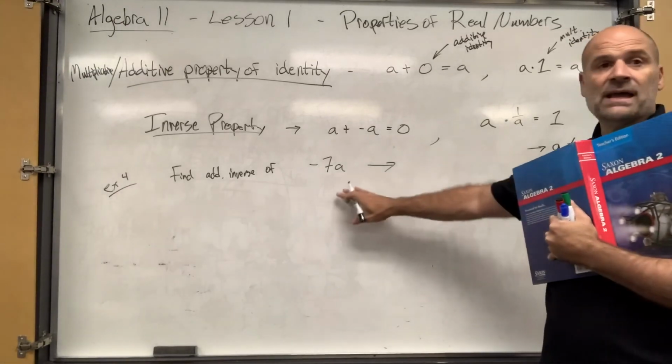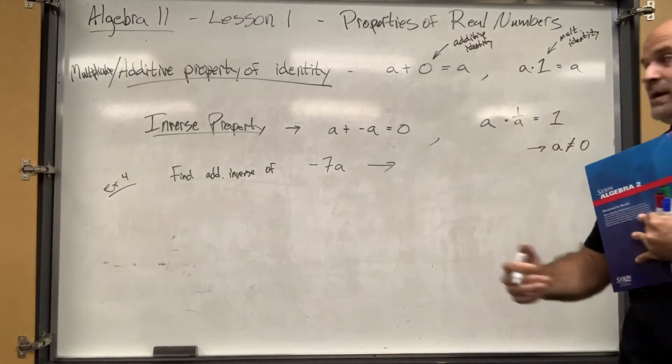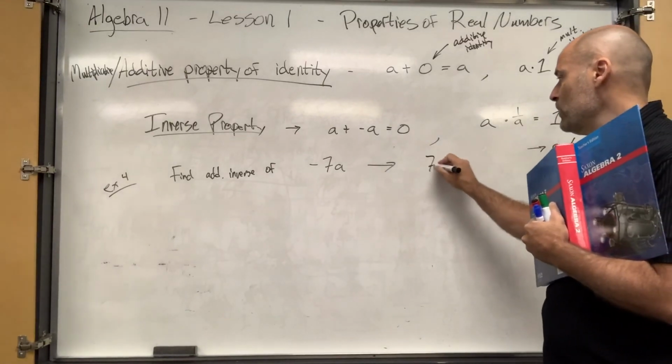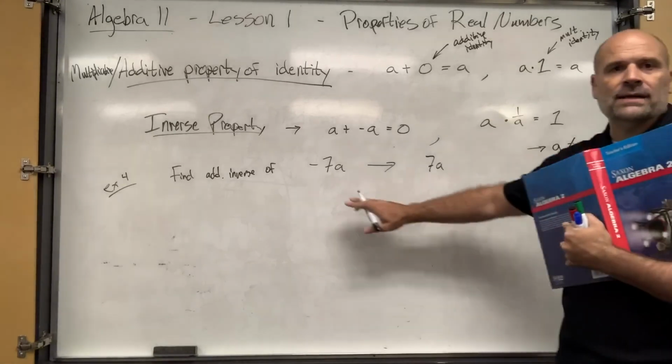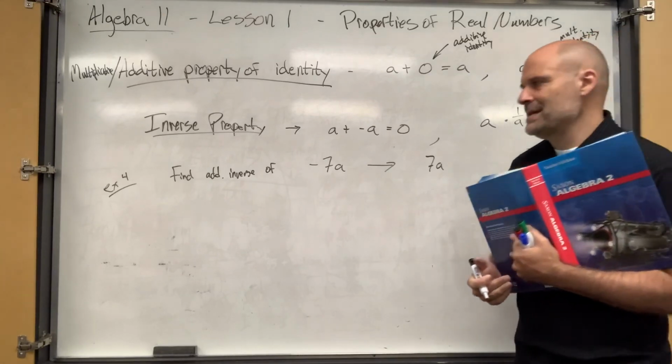You just negate it. If it's negative, you make it positive. If it's positive, you make it negative. Because no matter what a is, let's say a is 3, negative 7a would be negative 21. What's the opposite of negative 21? Positive 21. So all you have to do is change the sign. That's the additive inverse. That's nice.